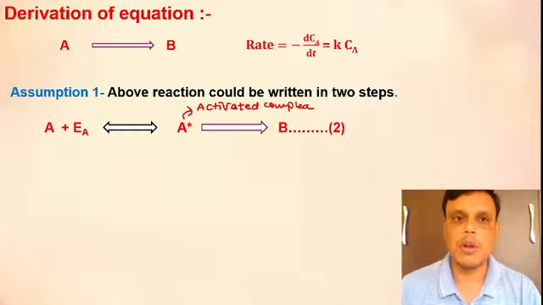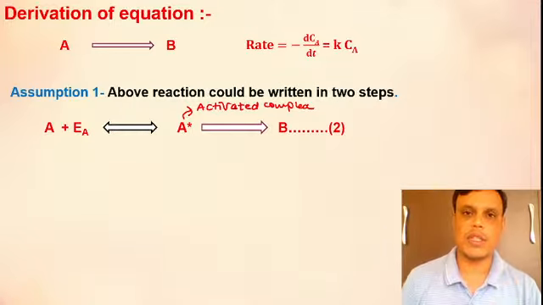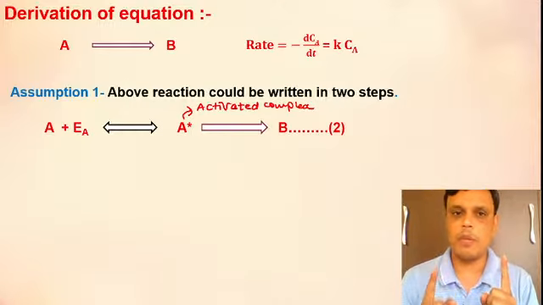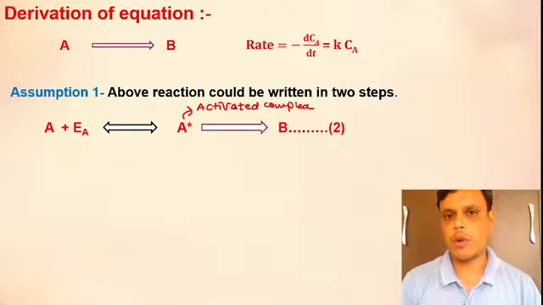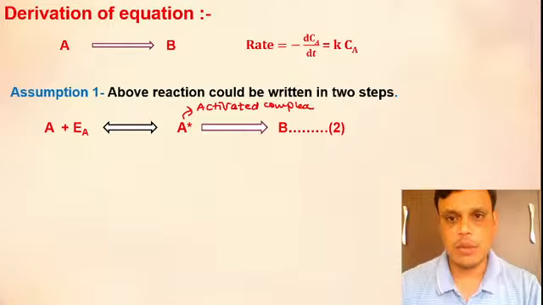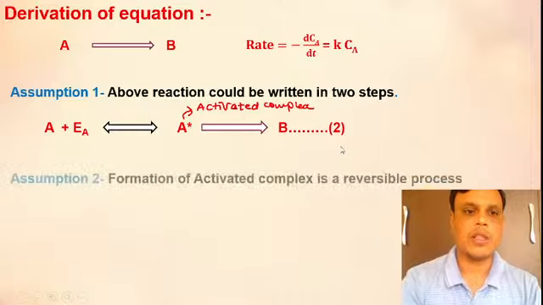What is assumption number 1? The above reaction is not a simple one step reaction, it is a two step reaction. The first step is formation of the activated complex, the second step is formation of product from the activated complex. So let us give this equation or reaction number 2. This is our reaction number or equation number 2. Okay. Now assumption number 2.